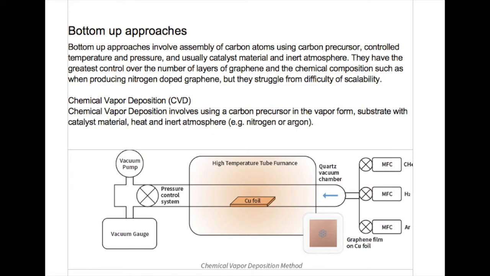Bottom-up approaches. Bottom-up approaches involve assembly of carbon atoms using carbon precursor, controlled temperature and pressure, and usually catalyst material and inert atmosphere. They have the greatest control over the number of layers of graphene and the chemical composition, such as when producing nitrogen-doped graphene, but they struggle from difficulty of scalability. Chemical vapor deposition (CVD). Chemical vapor deposition involves using a carbon precursor in the vapor form, substrate with catalyst material, heat and inert atmosphere, for example nitrogen or argon.